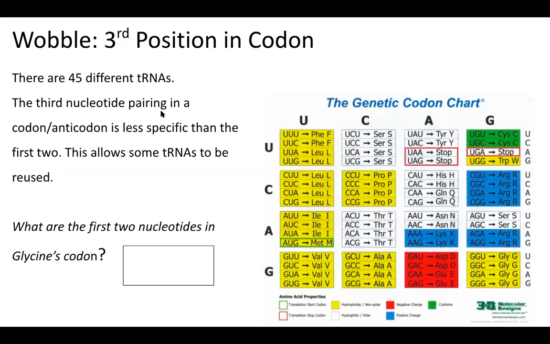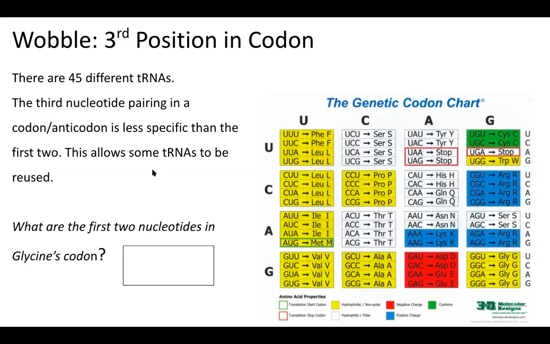That 3rd nucleotide pairing is less specific than the first 2, because you can kind of see how leucine has 6 different codons that code for it. Isoleucine, you can have a U, you can have a C, you can have an A, and it doesn't really matter in that 3rd spot. It'll code for the same amino acid, and we call that a wobble.